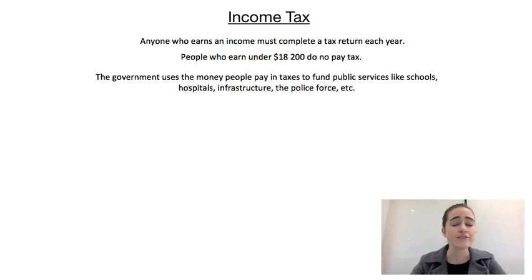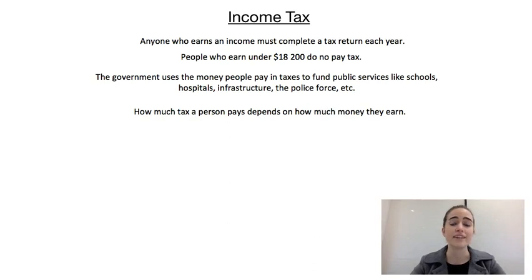So the reason we have taxes is the government uses the money that they collect from taxes to pay for public services. So things like schools and hospitals, for infrastructure like roads and the police force, all sorts of things your money goes towards. How much tax a person ends up paying depends on how much money they earn. As a general rule, the more money you earn, the more tax you pay.